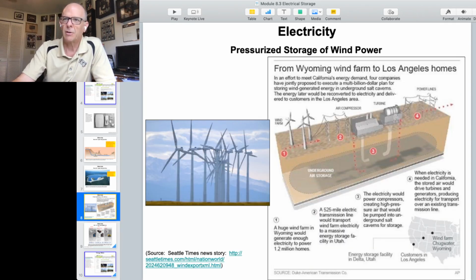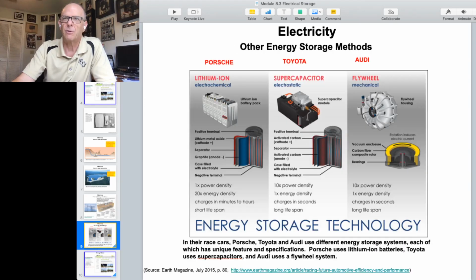We had previously looked at this idea when we were talking about wind power of pressurized storage of air. So you make a big tank underground and pressurize it so you can store energy that way. I haven't seen or heard about large scale examples of doing that sort of energy storage.